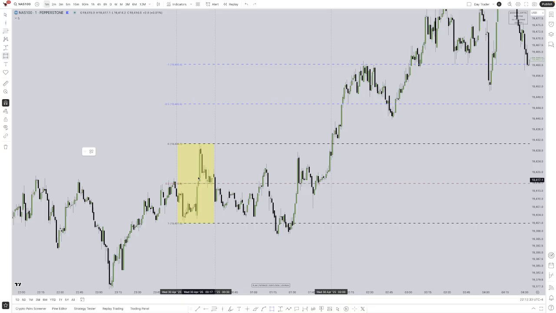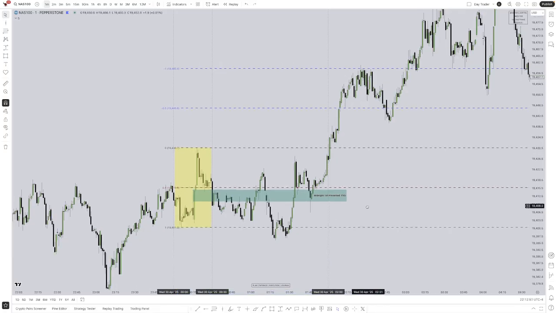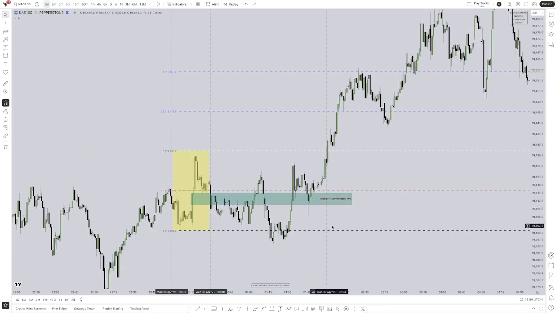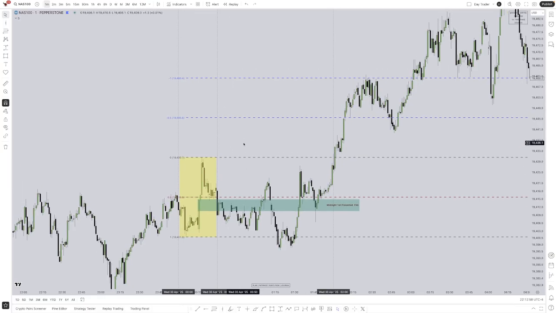Here I'll take this one because it's the one that has a displacement breaking above here. But also this was not a good displacement breaking above here. So I'll take this one as the first presented fair value gap. Midnight first presented fair value gap. There you go. So here you can see that this negative one standard deviation was a good target for London.